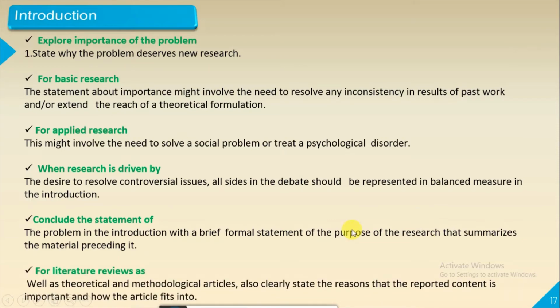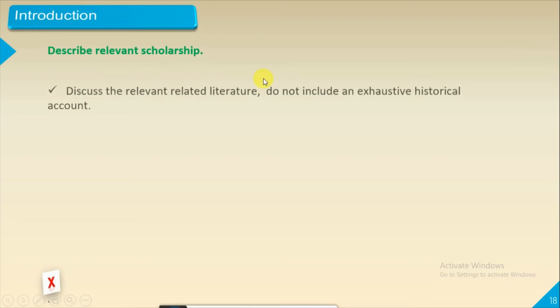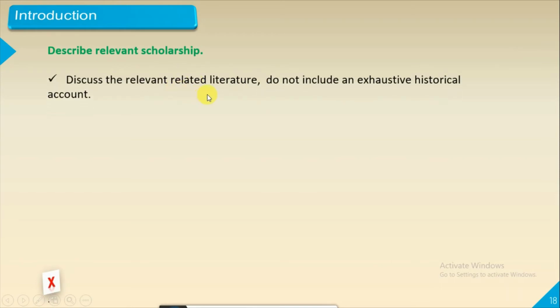For literature reviews, as well as theoretical and methodological articles, also clearly state the reason that the reported content is important and how the article fits into it. Describe the relevant scholarship. Discuss the relevant related literature. Do not include an exhaustive historical account. Assume that the reader is knowledgeable.